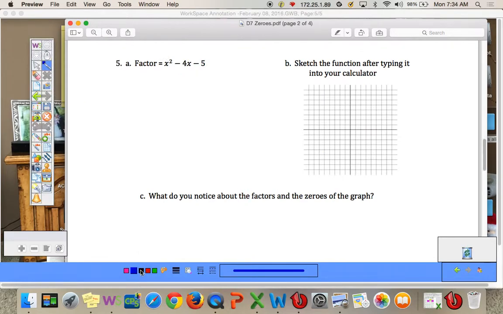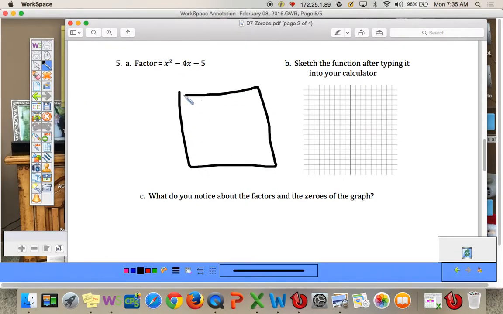So let's again factor. We have x squared minus 4x minus 5 in our box and circle.